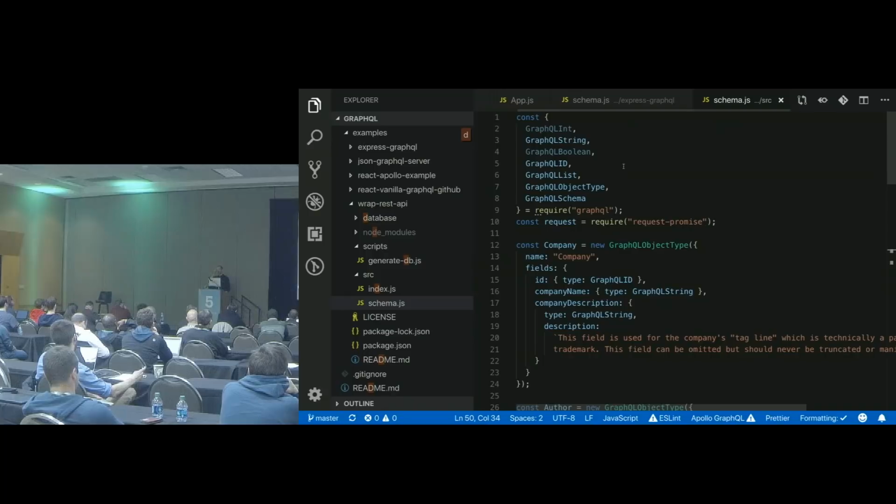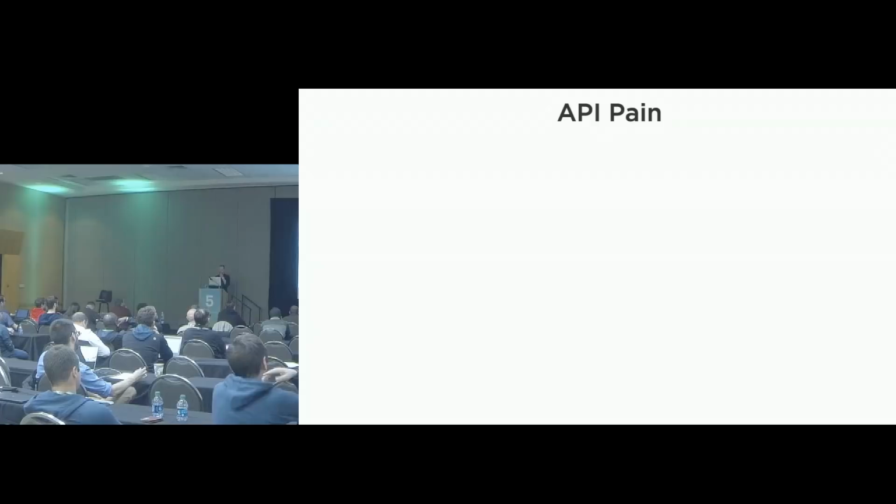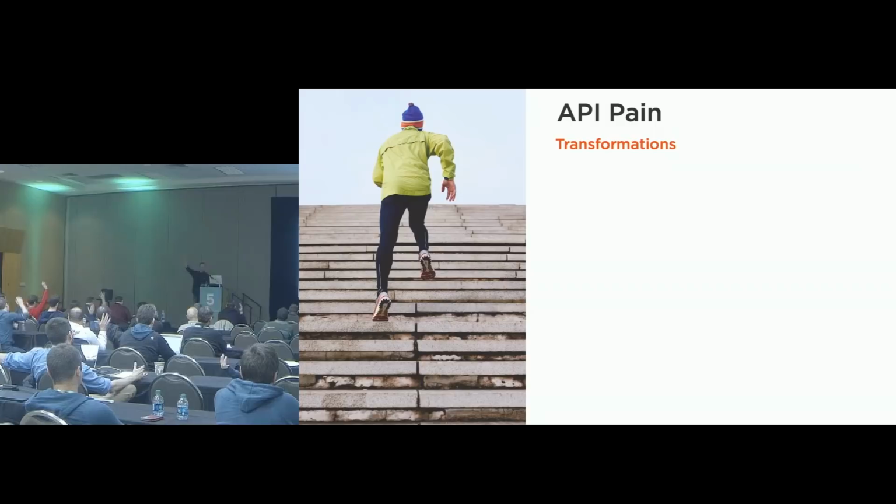So, okay, let's talk slides for a second, because I just showed you a lot of stuff. Let's talk about the pain that you might be feeling today. Transformations, as in when I request data, is it in the shape that I want? Often it's not, so you end up having to change that data. Who ends up doing transformations on the client? Lots of people. Overfetching, as in I wanted the banana, but you gave me the whole jungle. This happens a lot too.